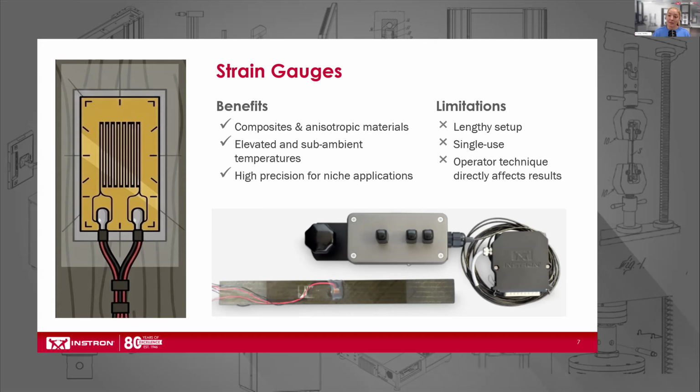I typically see composites customers using strain gauges, or customers testing specimens with complex or irregular geometries. Strain gauges are great because they're extremely precise and can be really helpful in niche applications. Certain gauges and adhesives can even withstand extreme elevated or subambient temperatures, where traditional extensometers would just not be able to function at those temperatures.